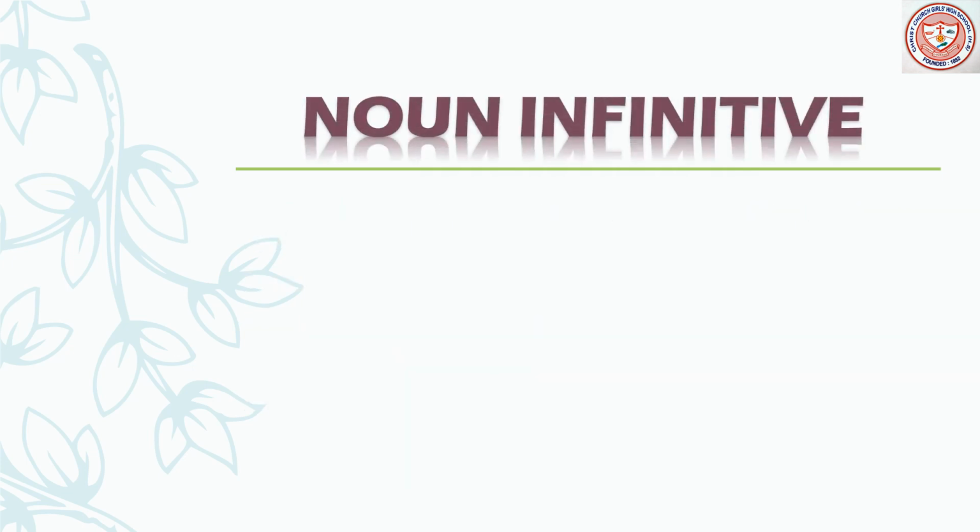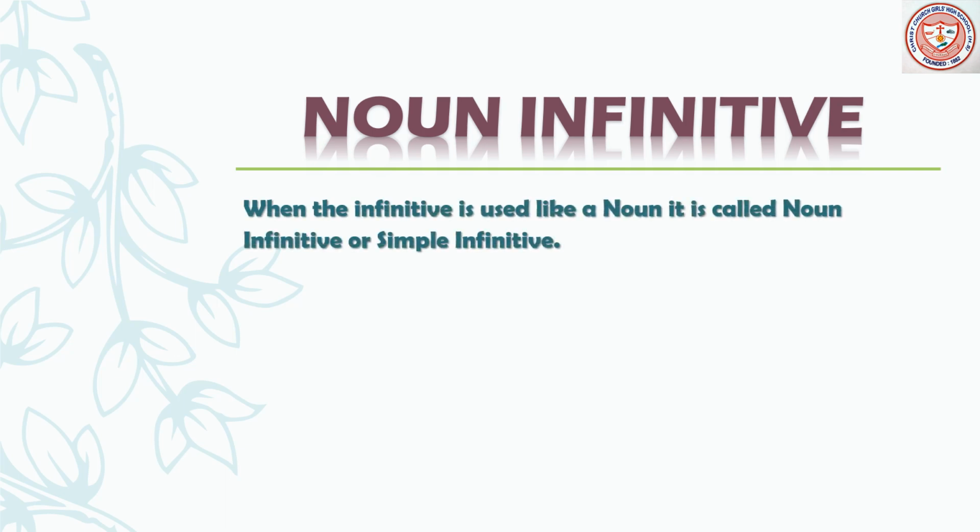There are two kinds of infinitives. First one is the noun infinitive. What is that? When the infinitive is used like a noun, it is called noun infinitive or simple infinitive. That means the noun infinitive might act as the subject of the sentence and as a noun also. Clear?